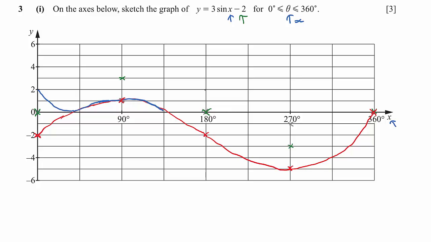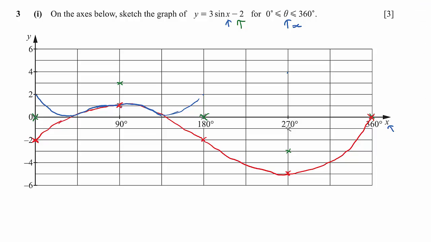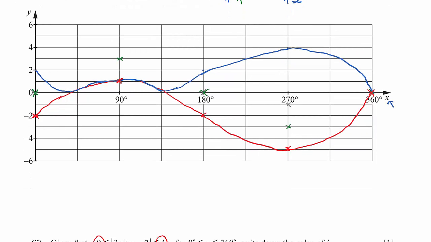So that would go something like this. And down like so. Now, I haven't quite got that right, have I? Because that's negative 5, so it will reflect up to 5. So that's up there.